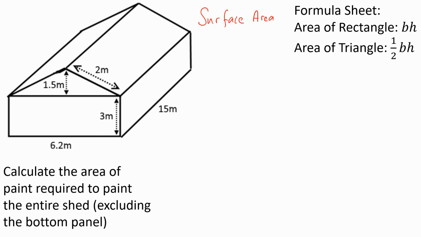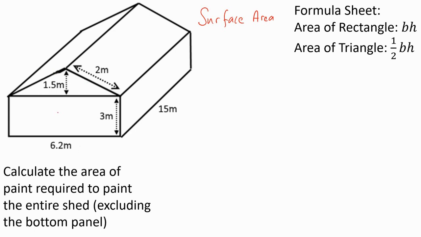For example, in this shed. Calculate the area of paint required to paint the entire shed, excluding the bottom panel. That means I need to know how much space is on the outside of this 3D object. Now this 3D object on the outside is just split up into rectangles and a triangle. And I can use that to find the total area.